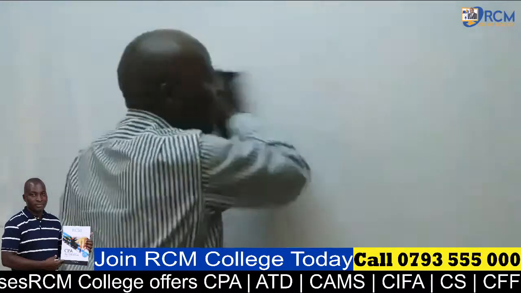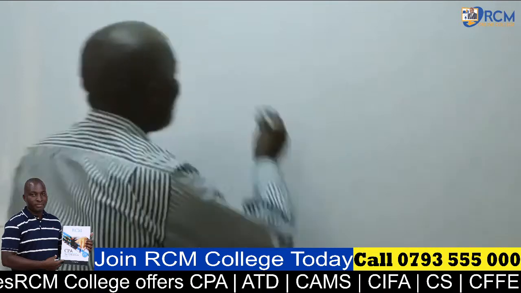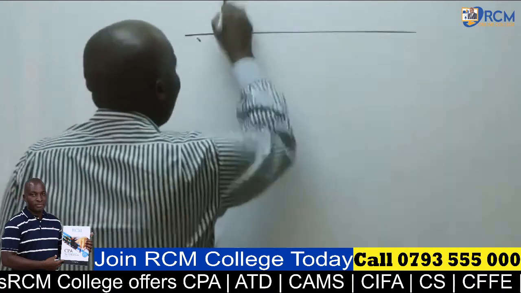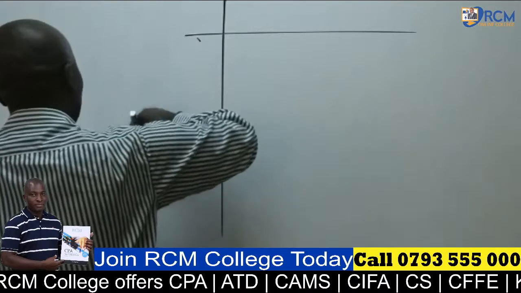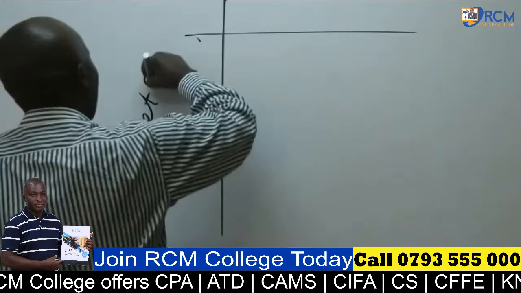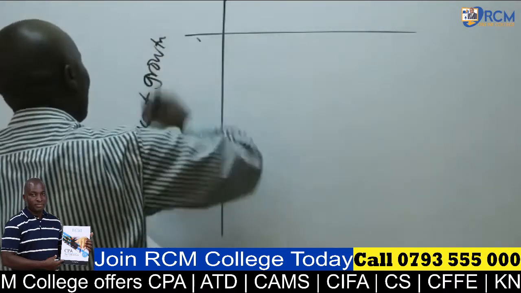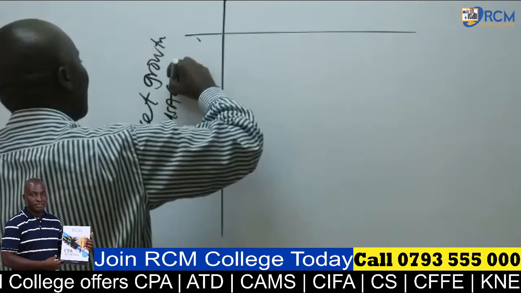The BCG matrix. Of course, even you guys, I know now you're writing using the helicopter style. So we have our four quadrants here. The first one is the market growth. So market growth, we are looking at the cash usage.